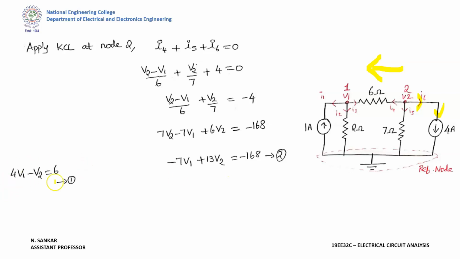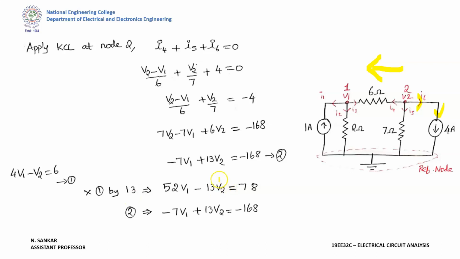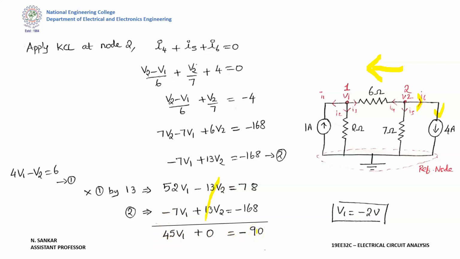So this is the node 1, sorry, equation number 1 which we found from node 1. So multiply equation 1 by 13. So this is the equation, and add it to the node 2 equation here. So minus 13 plus 13 will get cancelled, which will be equal to 45V1 equal to minus 90. Then V1 is equal to minus 2 volt. So we found the value of V1.